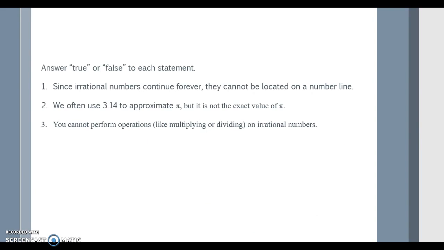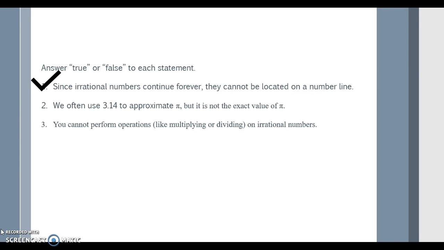Answer true or false to each statement. Since irrational numbers continue forever, they cannot be located on a number line. We often use 3 14/100 to approximate pi, but it is not the exact value of pi. You cannot perform operations like multiplying or dividing on irrational numbers. Pause the video, answer true or false to these questions, and then come back.